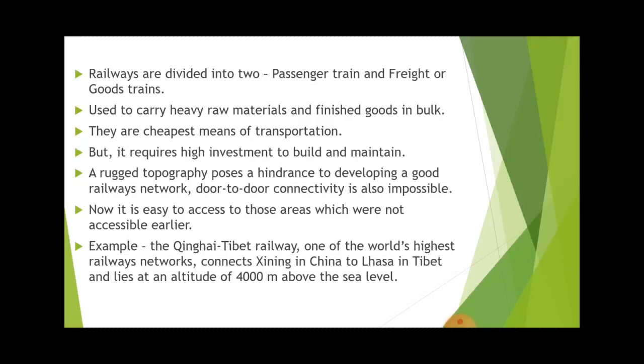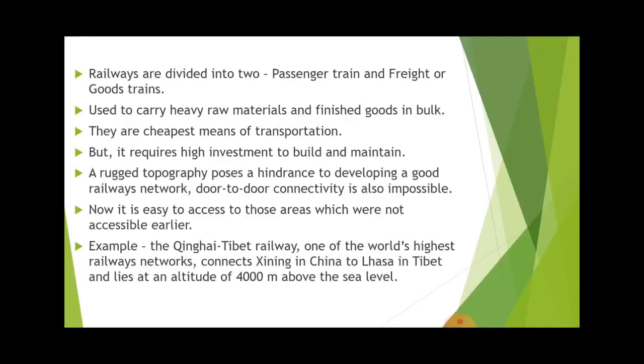Now it is easy to access those areas which were not accessible earlier, due to the advancement of technology. The area which was not accessible earlier is now accessible. An example is the Qinghai-Tibet Railway. It is one of the highest railway networks that connects Xining in China to Lhasa in Tibet and lies at an altitude of 4,000 meters above sea level.